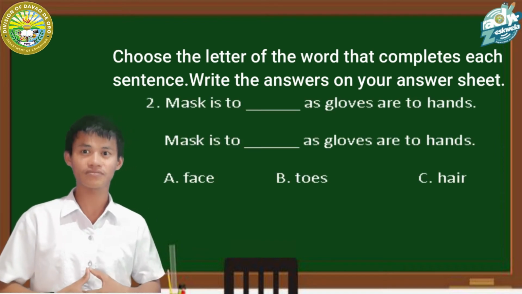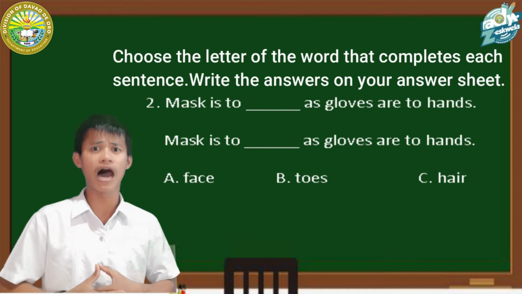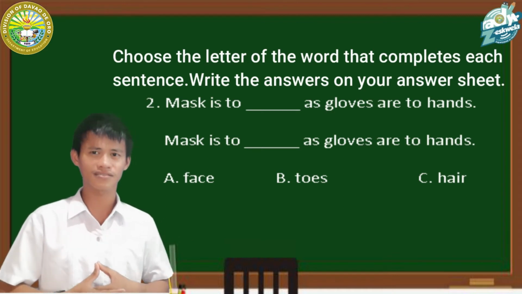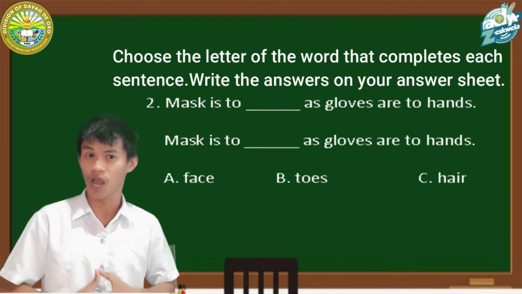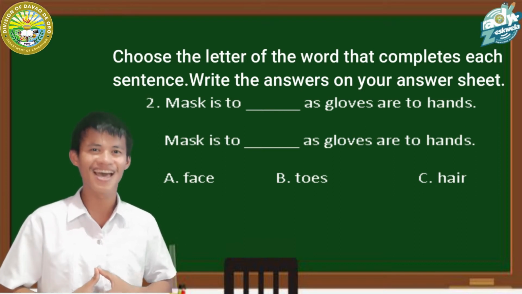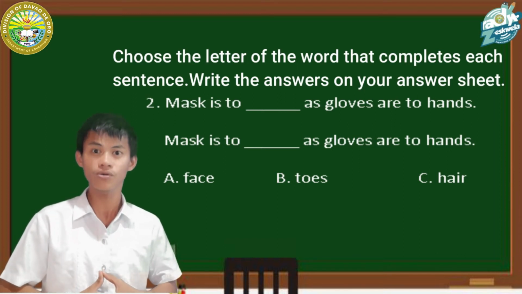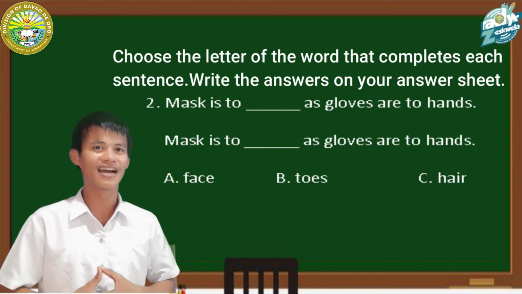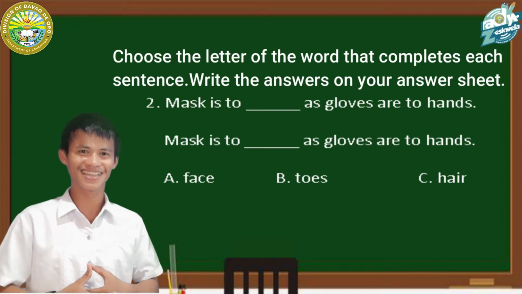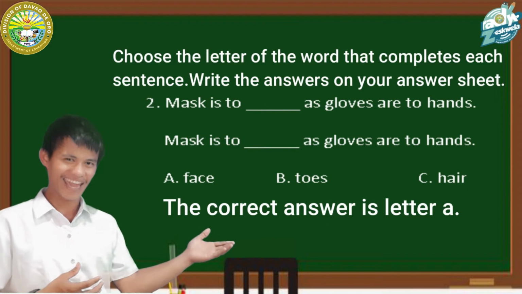Number 2. Mask is to blank as gloves are to hands. Letter A, face. Letter B, toes. Letter C, hair. The correct answer is letter A.